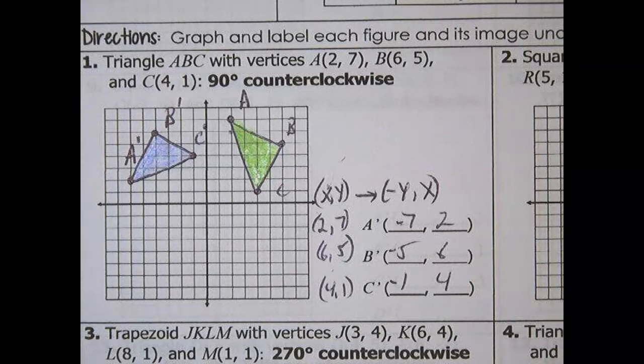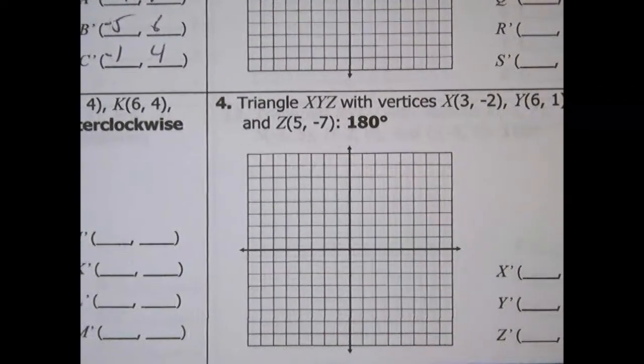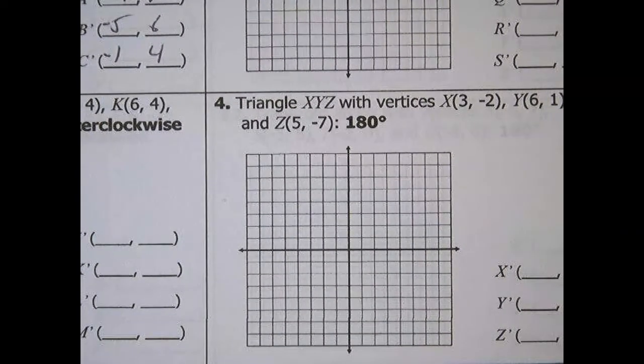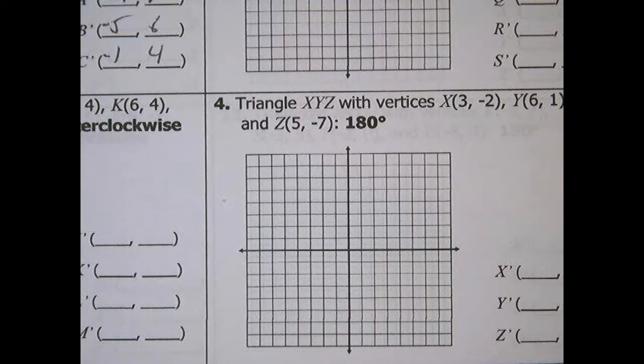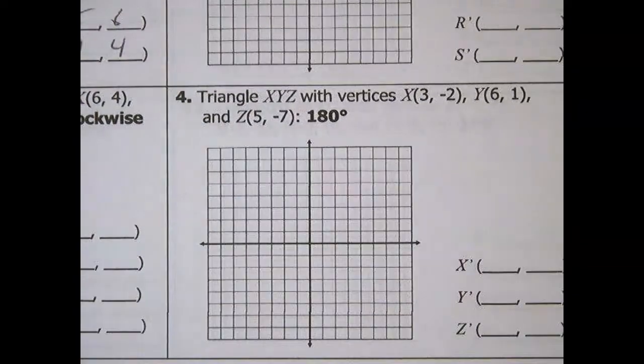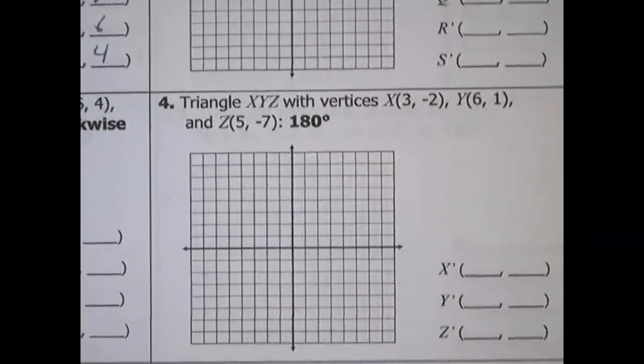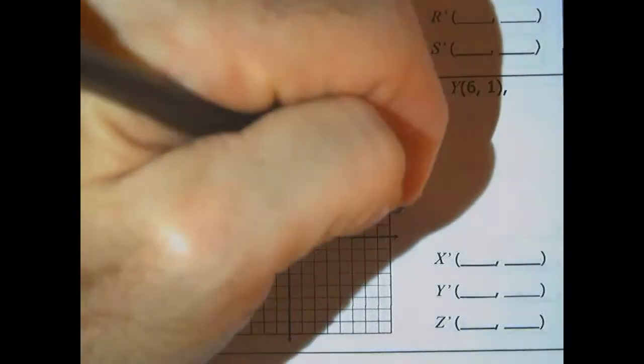Let's try the next one. We're actually going to skip to number 4 now. I'm going to do 1, 3, and 4. So let's skip to number 4. And now we're doing a 180-degree rotation. So 180 degrees says just take the opposite of x and y. That's all you've got to do. So let's see how that works. So we have x, y goes to the opposite of x, negative x, and the opposite of y.